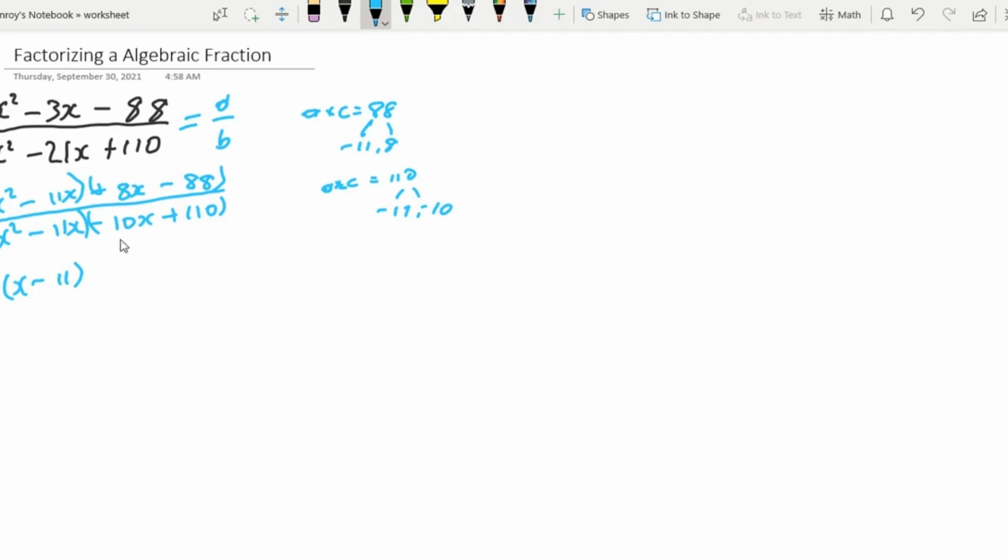Alright, so we are doing the top part. I was just a bit distracted. Plus 8, factor the 8. Then we have x minus 11. Alright, and this is all in the top section, or numerator.